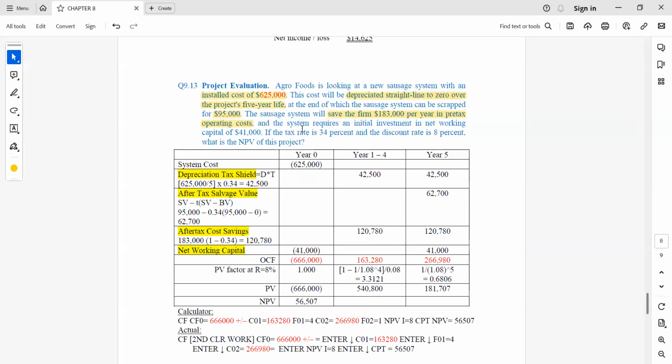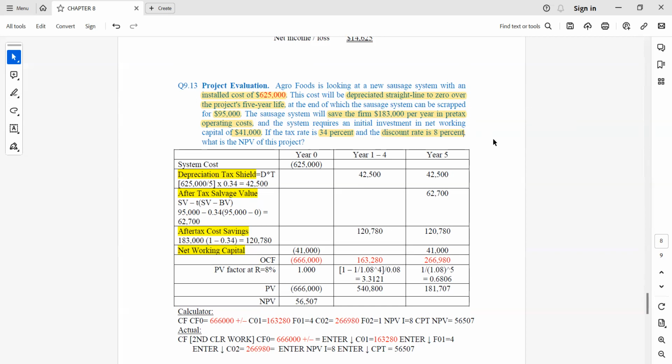Okay, and the system requires an initial investment in net working capital of 41,000. So 41,000 here is what? Net working capital. So 41,000 in year 0, should it be positive or negative? Negative. In last year, positive. Okay, remember this. Then if the tax rate is 34% and the discount rate is 8%, what is the NPV?